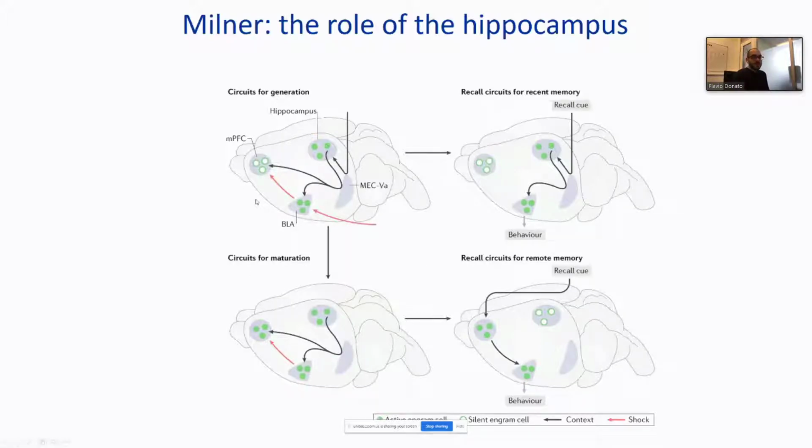However, after the moment of the acquisition of the memory, something goes on in the brain for which information is constantly transferred from these 3 areas. And when I say constantly, it's a little bit of an overstatement, but it's transferred offline between these 3 areas. This is what we define as consolidation.